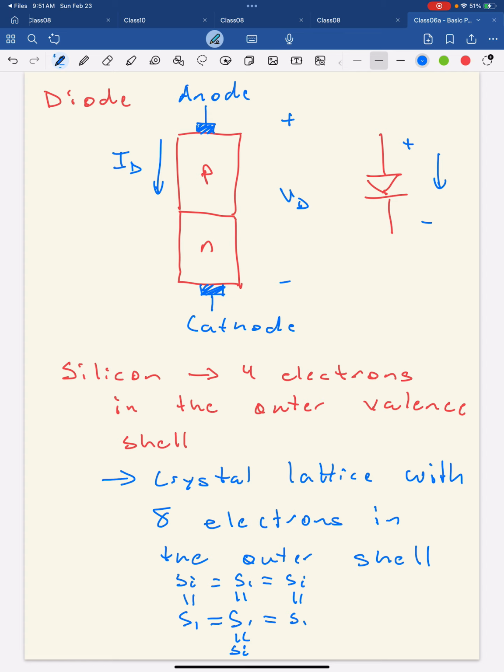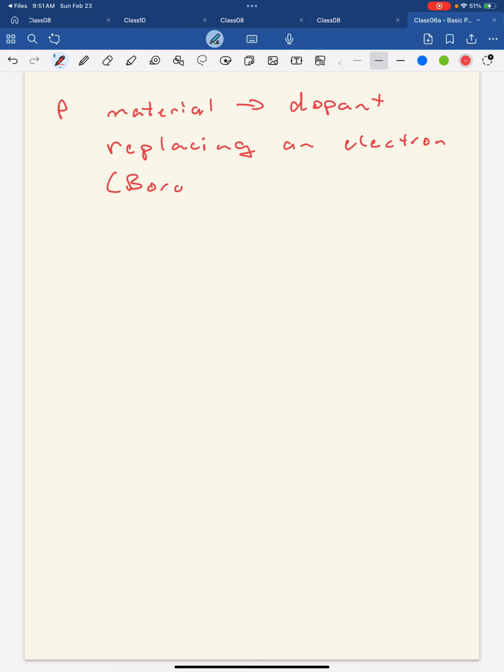When we look at the P and the N type, we have our P material, and that means we have a dopant replacing an electron. Something like boron, which only has 3 electrons in the outer shell. And so it's missing one.